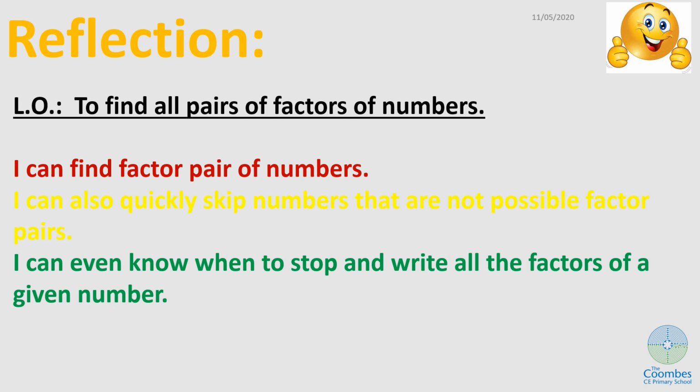Just as a reflection, were you able to find factor pairs of numbers? Were you also able to quickly skip numbers that were not possible factor pairs? And third, did you know when to stop and write all the factors of the numbers? Now, if you were able to do that, well done. You can now find all factor pairs of numbers.